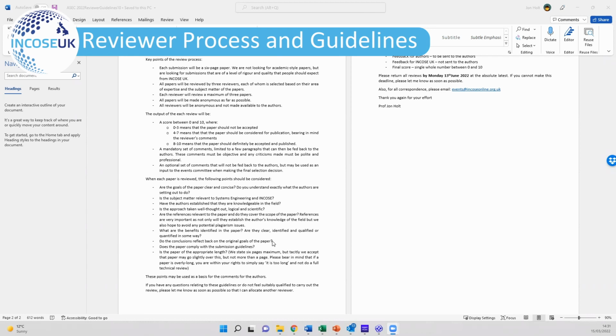I mean, that sounds a little harsh, but bear in mind, these are going into the proceedings. If you start messing around, reducing font sizes so you can squeeze more information in, we lose the whole look and feel of the proceedings. So this is very important from an INCOSE UK point of view, that you comply with the submission guidelines and that you use the template.